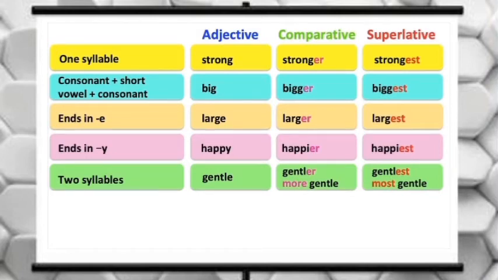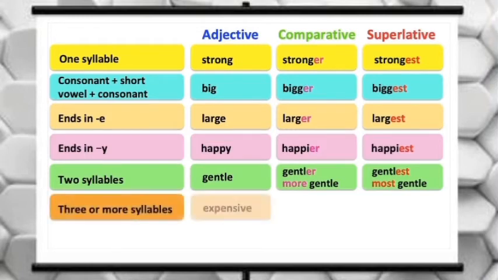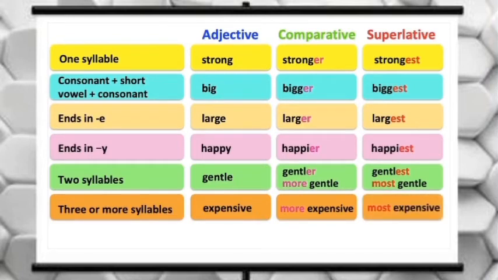For adjectives with 3 or more syllables, we can form the comparative by inserting more before the adjective. For example, expensive becomes more expensive. A common mistake is to add ER, expensiver. However, this is incorrect. We say more expensive. When forming the superlative adjective, we insert most before the adjective. Most expensive.